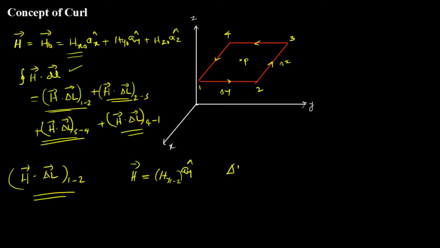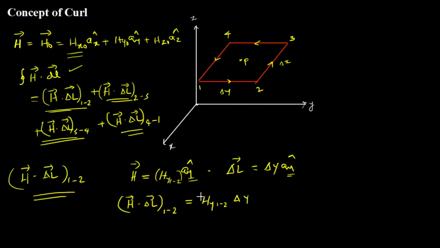Similarly, what will be the delta L vector? The delta L vector will be delta y ay cap. Nice. Then what is H dot delta L? It's very easy now. H dot delta L for 1 to 2 can be written as this dot this. So ay cap dot ay cap is 1, and what remains for me is Hy(1-2) delta y.